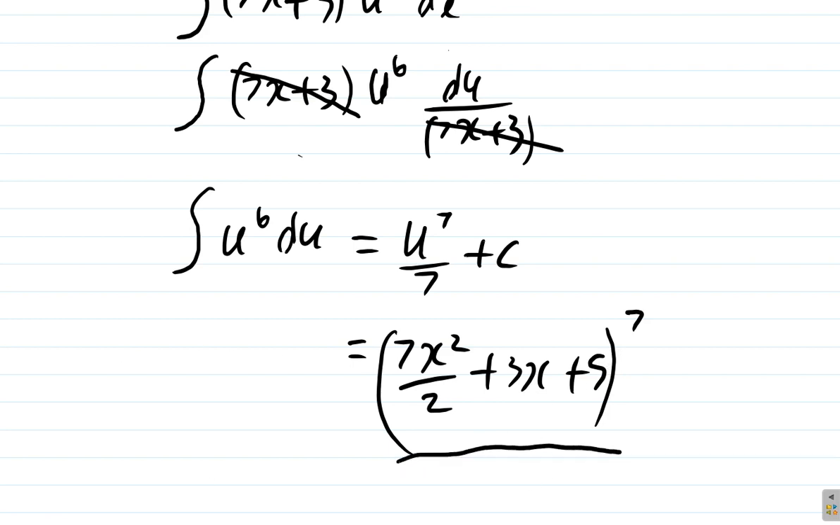But we could make it a bit neater. What we can do, we say this is equal to 1 over 7 times all of this, plus c. There you go. That is our answer.